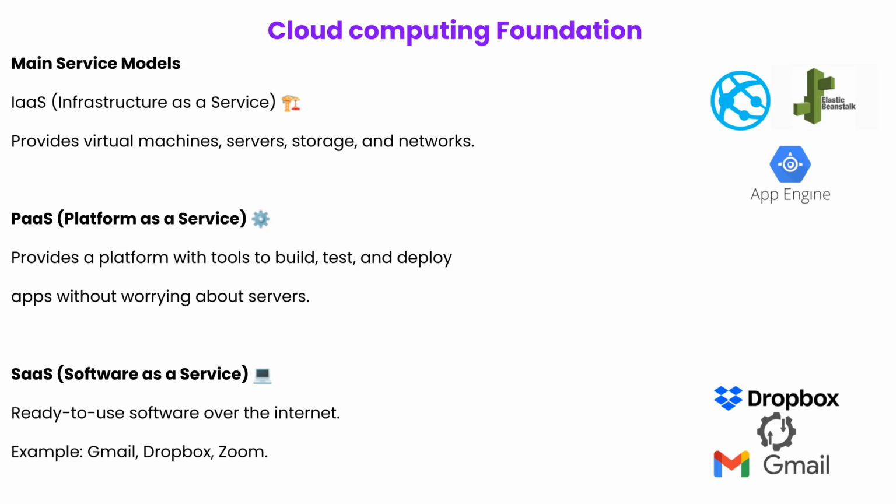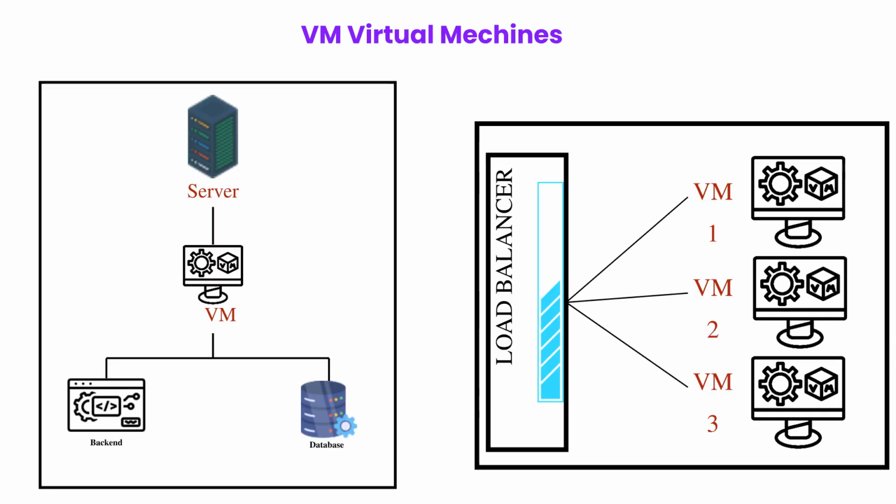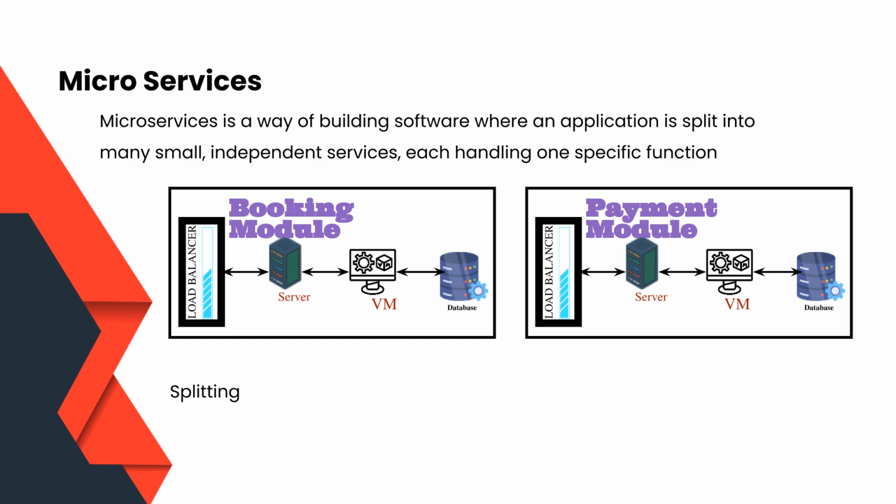PaaS offers a platform for building and deploying apps. SaaS is ready-to-use software like Gmail or Dropbox. Virtual machines, or VMs, are used by the server to run the back end. A load balancer distributes requests across multiple VMs to manage traffic and ensure reliability.